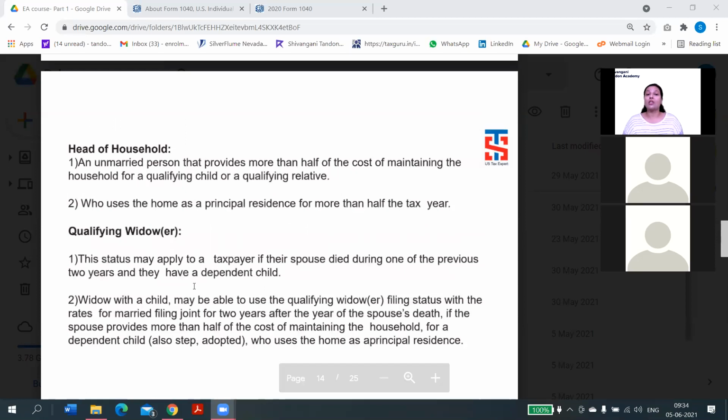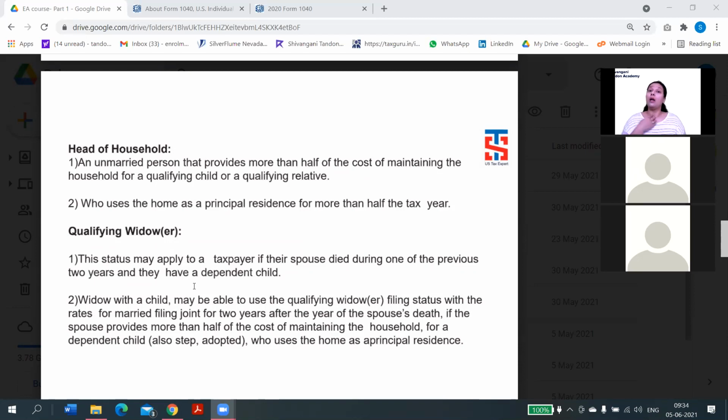Next filing status is HOH, head of household. When a single person gets a dependent associated with them, they cannot file as single; they will file as head of household. See, single filing status means no responsibility on your shoulder. You are only responsible for yourself. Like you are free from any responsibility, so you file the single filing status. The moment you have a responsibility on your shoulder, you get to file the return as HOH.